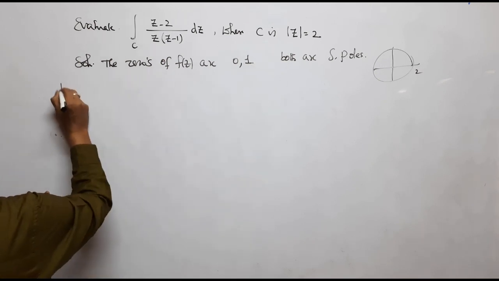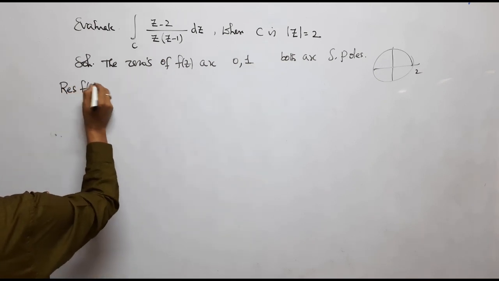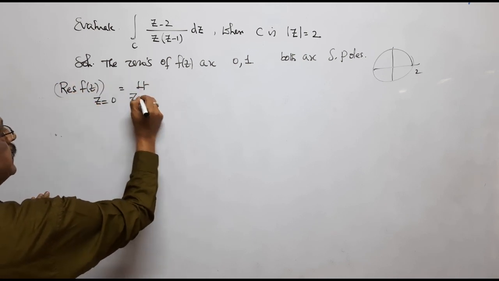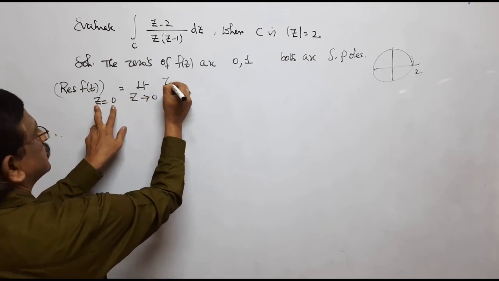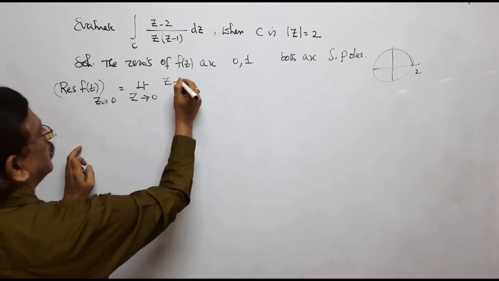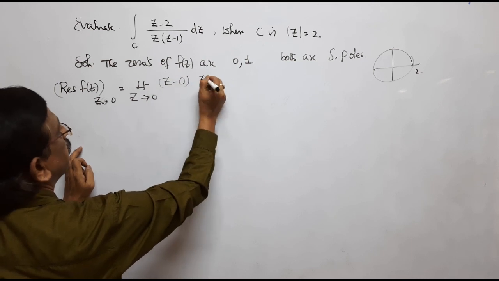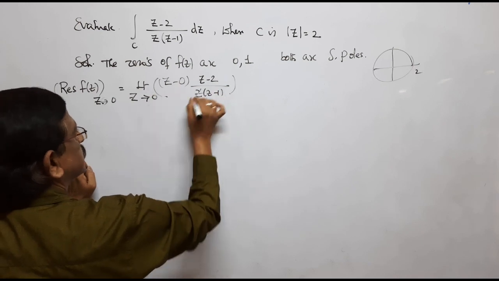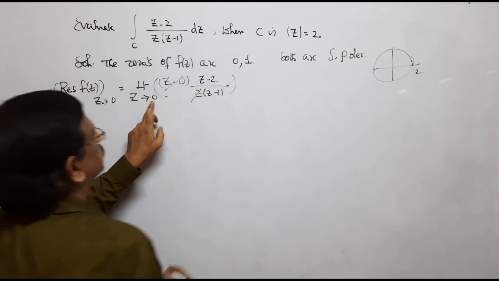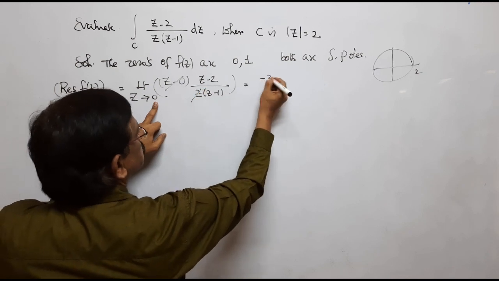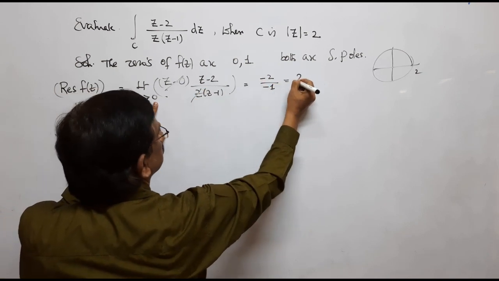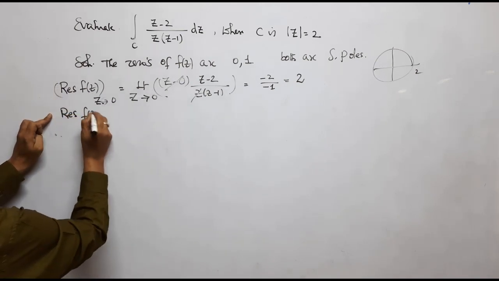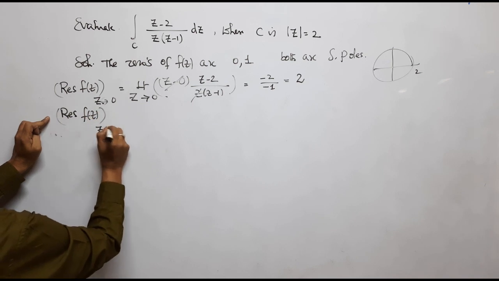Hence, we can calculate the residue of f(z) at z equal to 0, which is the limit as z tends to 0 of (z minus 0) times f(z). f(z) is (z minus 2) by z into (z minus 1). The z has to go out. Putting z equal to 0, I get minus 2 by minus 1, which is 2. What about the residue of f(z) at z equal to 1?